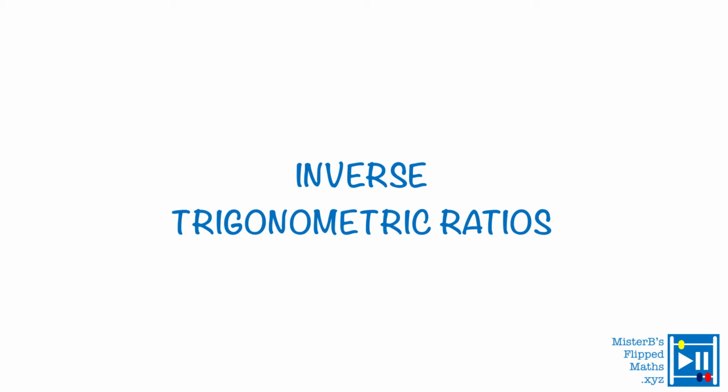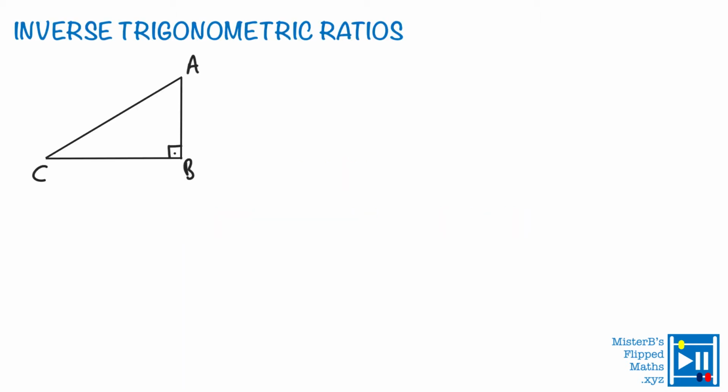Hi, in this video we are going to work on inverse trigonometric ratios. Basically, as the name suggests, we do the inverse of what we do with trigonometric ratios. For example, let's say the angle C is 34 degrees and BC is 6 centimeters.